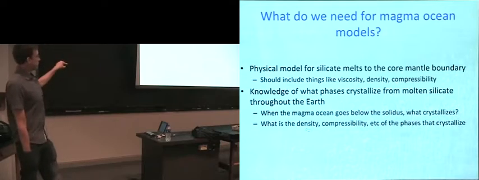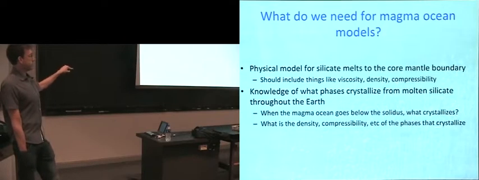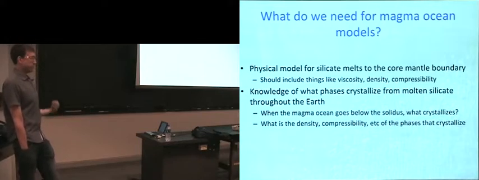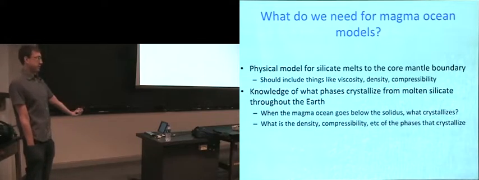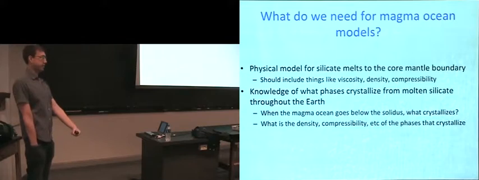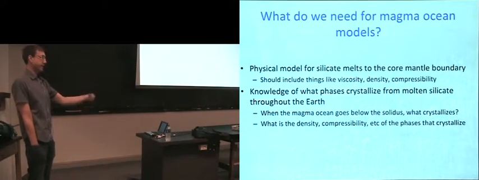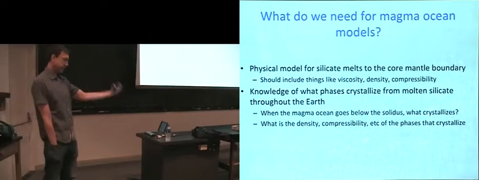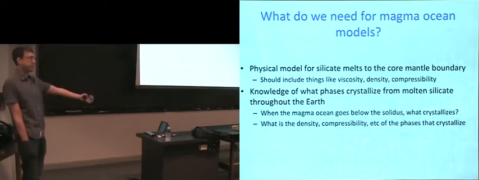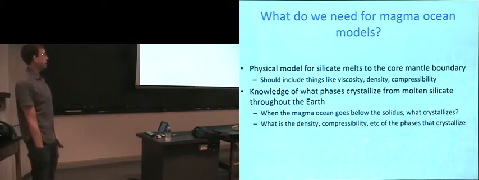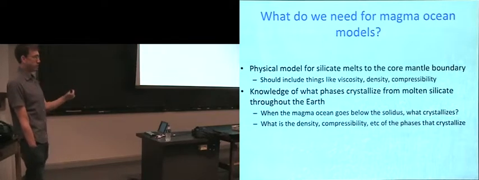And then what's the density, compressibility, etc. of the phases that crystallize? Because that will determine how our magma ocean evolves as these phases start crystallizing. What elements am I taking out of the magma? How does the molten portion evolve chemically? If I take out, say, olivine, that has a lot of magnesium and iron, I'm going to have less magnesium and iron in the melt. And that's going to have huge effects on densities and whether stuff goes up or down.